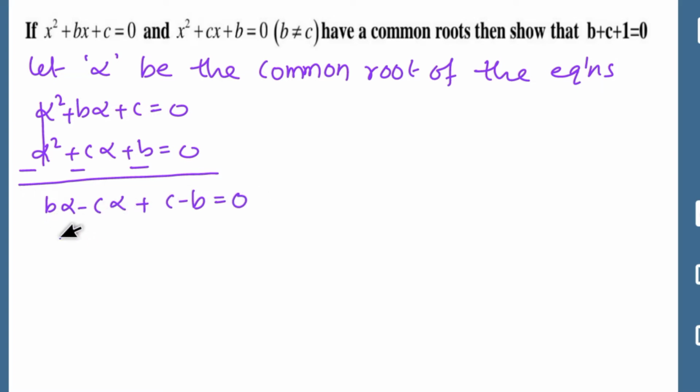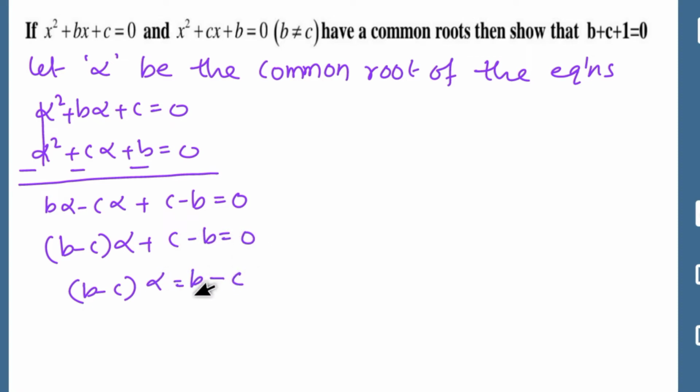What is common? Alpha is common. So (b minus c) into alpha plus (c minus b) equals 0. (b minus c) into alpha equals, transposing this, minus b becomes plus b minus c. Alpha equals (b minus c) by (b minus c). It is in the multiplication, so sending this to the other side, it equals 1. Alpha value is 1.